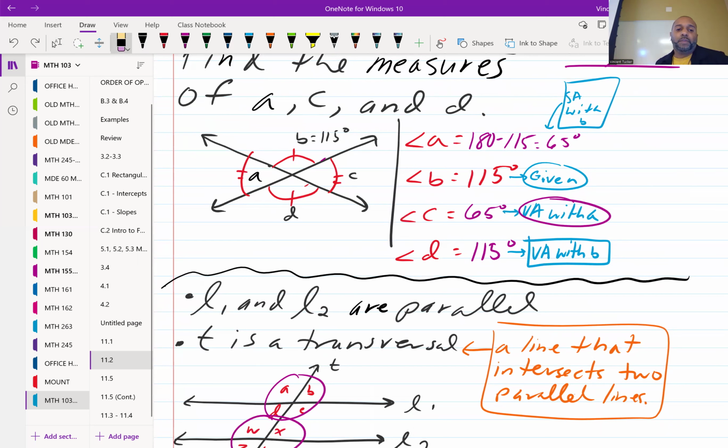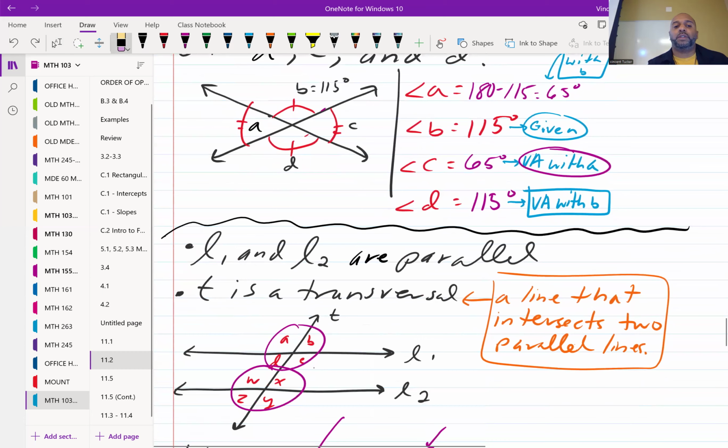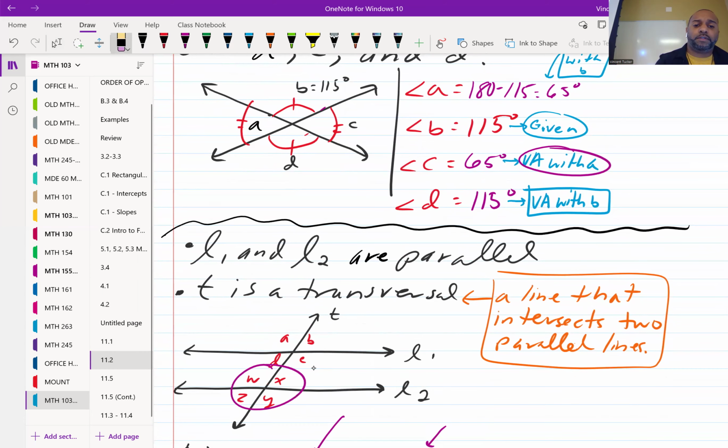So, let's see how far I can scroll up. Pretty good. Okay. So we have two parallel lines, L1 and L2. Then we have T, which is the transversal, and you see the definition of that. It's just a line that intersects two parallel lines. You see that diagram right there, that figure, with our two parallel lines and then the T running through those two parallel lines. And you see the angles that are created because of that relationship. That's going to create three concepts for us.